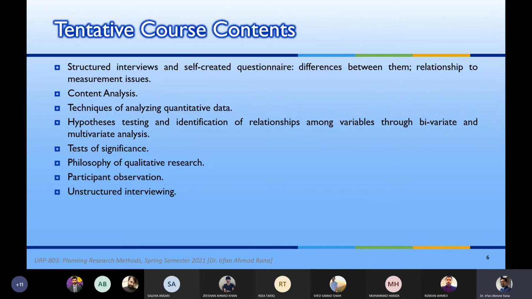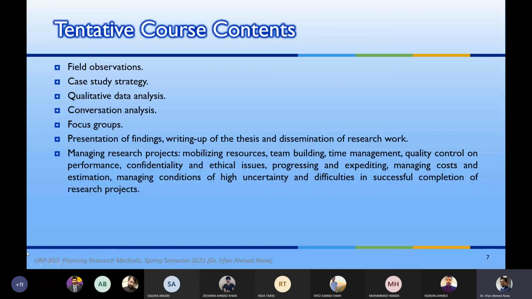So then there are different techniques of data collection. We'll be revisiting those as well, like field observation, case study analysis, conversation analysis, and focus group discussions.